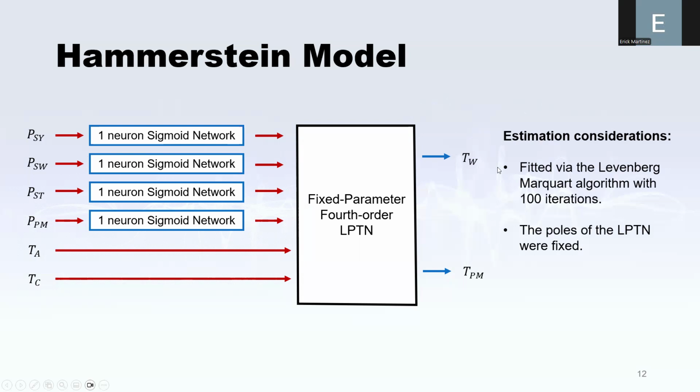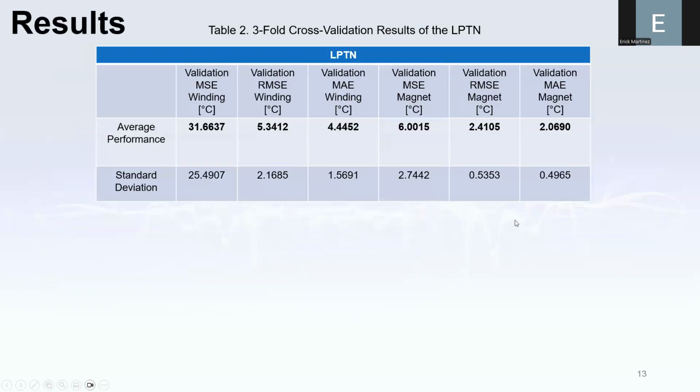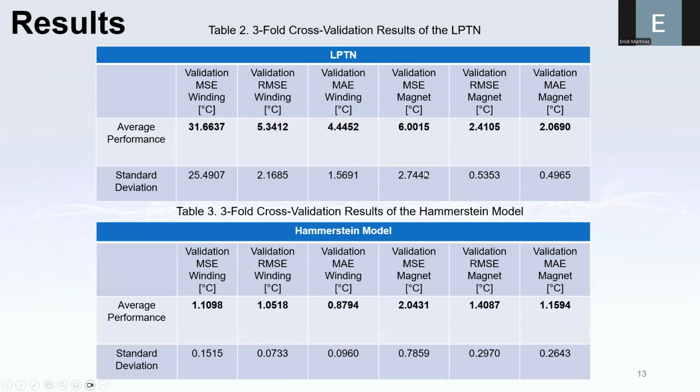To estimate this model, we fitted it using the Levenberg-Marquardt algorithm with 100 iterations, and the poles of the LPTN, in other words the eigenvalues of the LPTN, were fixed during this estimation process. This led to the results presented in table 2, in which we show the results of the LPTN in terms of the mean square error, the root mean square error, and the mean absolute error, along with the corresponding standard deviation. In table 3, we show the cross-validation results of the Hammerstein model. If we compare table 2 and table 3, we can see that in general there is a reduction in the error when working with the Hammerstein model.